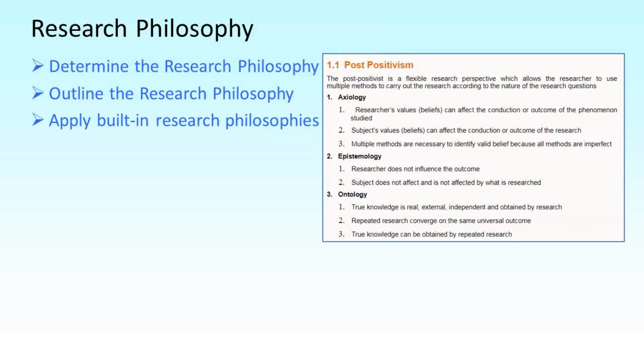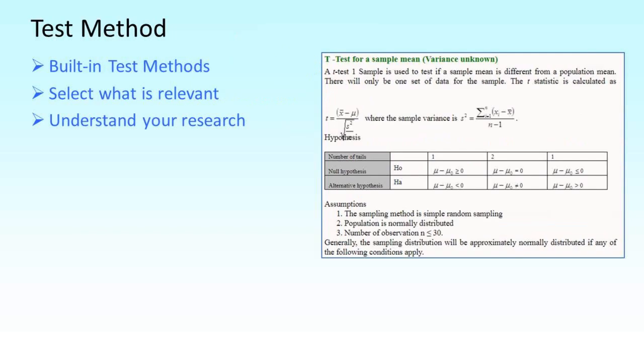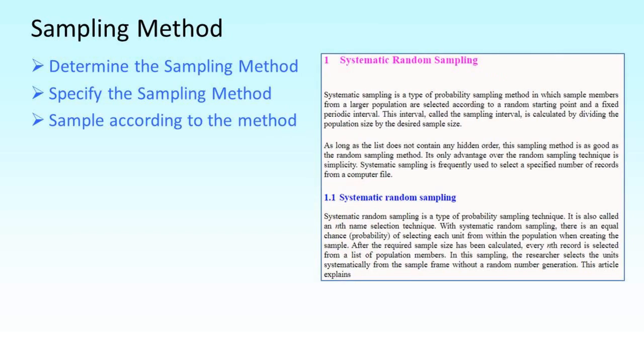AsterWrite offers over 20 research paradigms. Select the research paradigm that best fits your research. The test method is also selected in the research question. This explains the underlying statistical concept of the test. Sampling methods are also available. You can review the sampling methods that best fits your data collection.